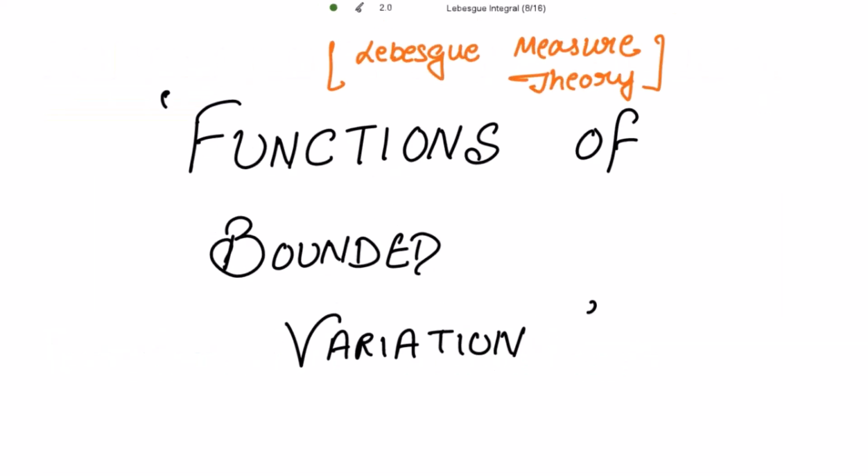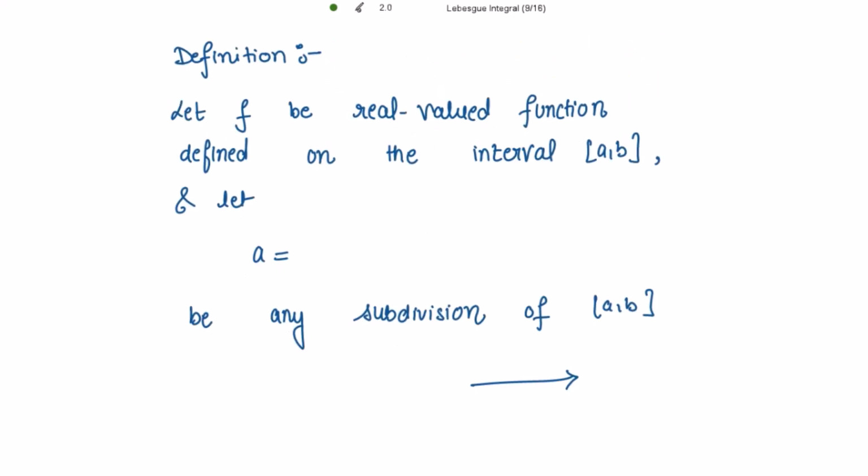Today we are going to start functions of bounded variation, the content from Lebesgue measure theory. So the definition: let f be a real valued function defined on the closed interval [a, b], and let a equal to x0 less than x1 less than x2 and so on be any subdivision of the closed interval [a, b].